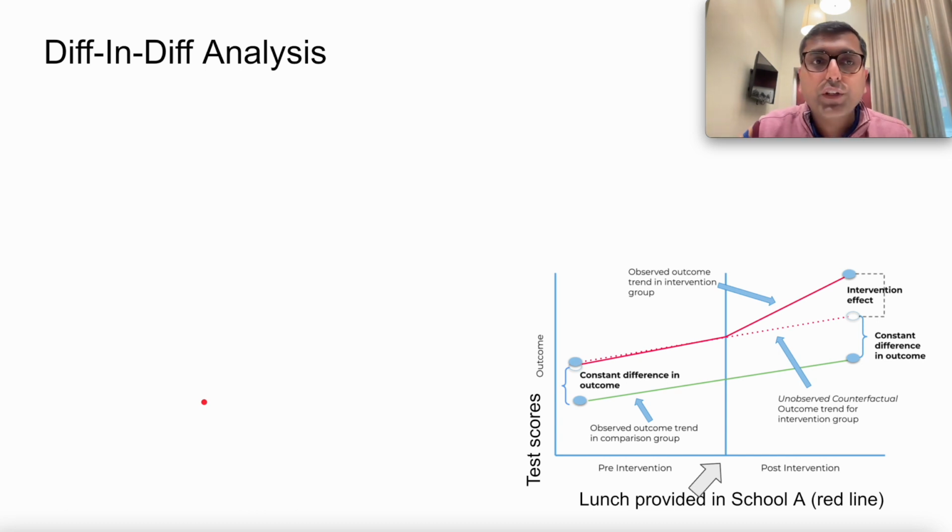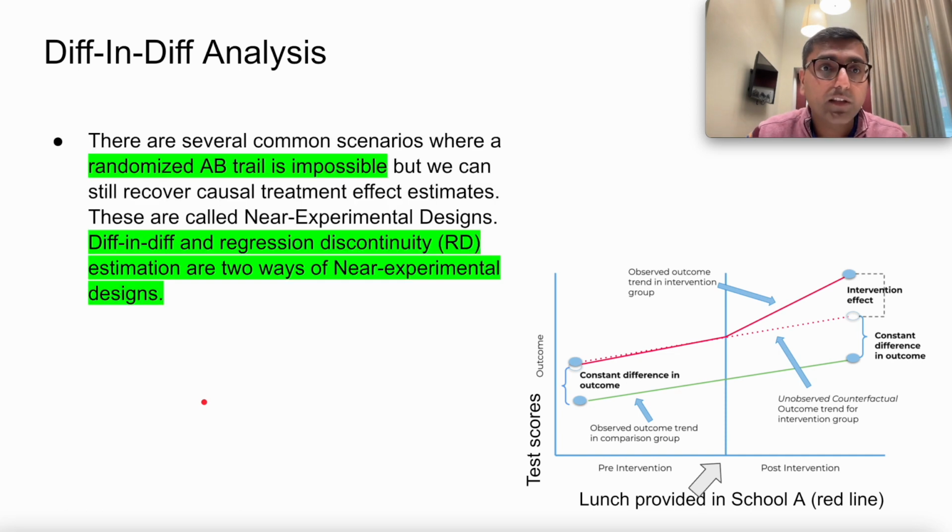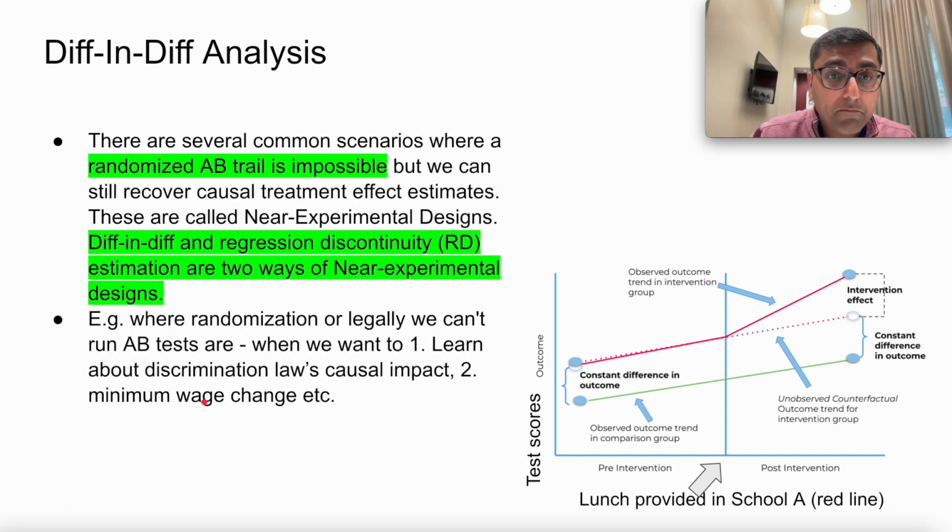The other technique is diff and diff analysis. What if you can't run an experiment? What if you just can't run it because of, let's say, some legal reasons? Let's say you want to find out something about discrimination in certain segments, or you want to find out the impact of adding or reducing minimum wage, or certain ethical reasons why you don't want to run experiments, but you still want to find out what is the causal link, what's happening. And so that's where you use this technique called diff and diff analysis.